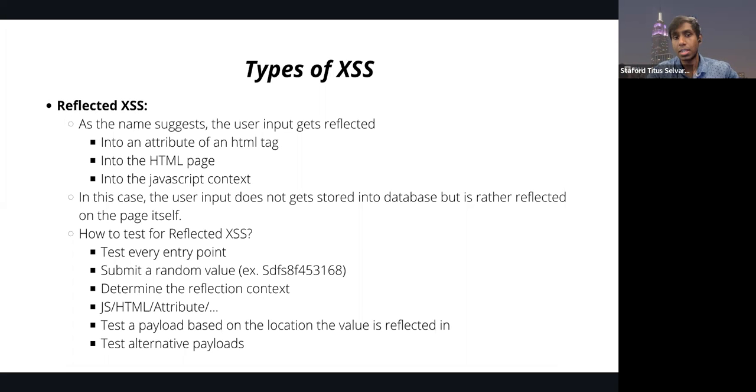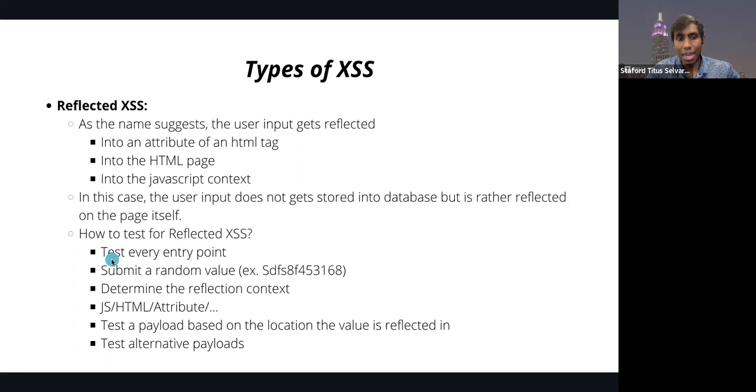Reflected XSS is different from other types of XSS because the data that the user inputs, or the payload that the user gives to exploit, does not get stored in the database. It's like the basic SQL injection that we studied about. It does not get stored in the database, it just gets reflected on the web page. So how do we test for reflected XSS? How do we find out if reflected XSS is present or not?